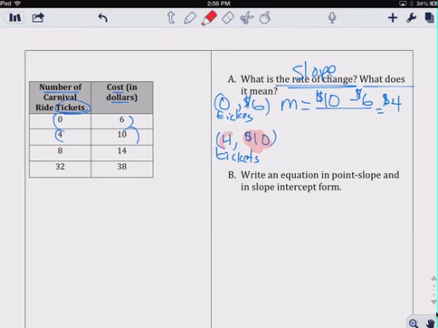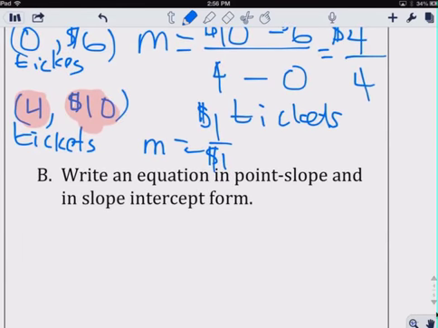Okay, we need to start out with 4 because we start out with 10. 4 minus 0 tickets equals 4. So my slope is 4 over 4, which is 1/1, or just 1. $1 for 1 ticket. That's what it means. So the meaning is $1 for 1 ticket.